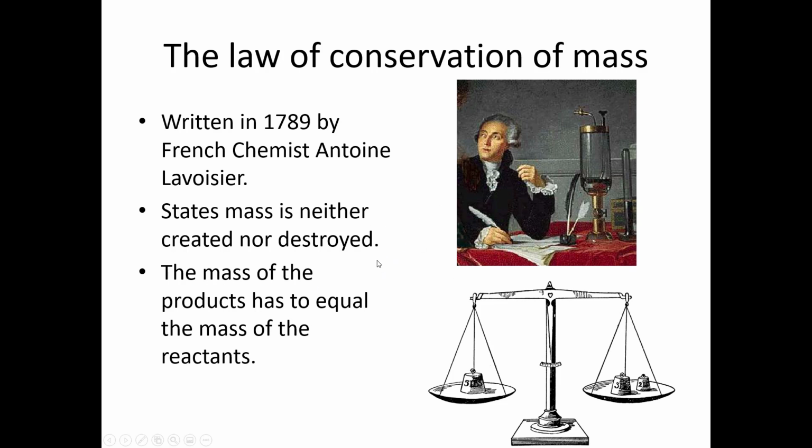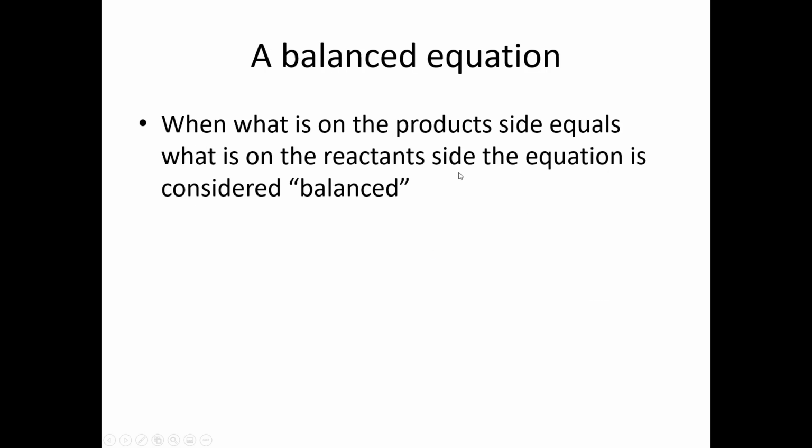You should always have the same on the left side of the arrow as you have on the right side of the arrow. And so the mass of the products has to equal the mass of the reactants. And that's what the law of conservation of mass says. And so in order to make sure our equations follow that, we write balanced equations. So when what's on the product side equals what's on the reactant side, then the equation is considered balanced.